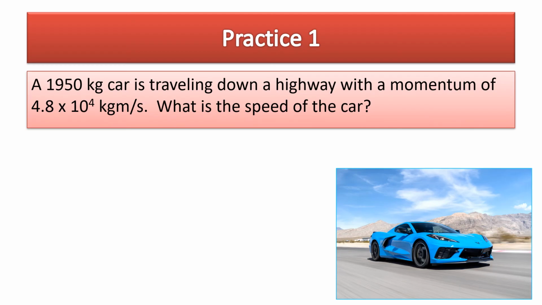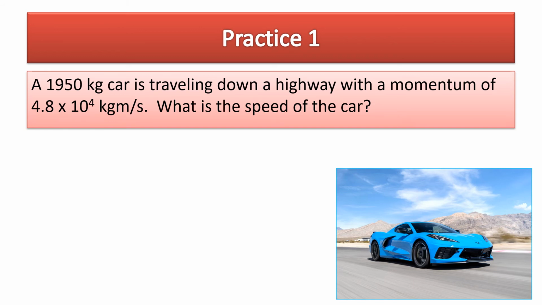All right, time for you to try it out. Pause the video and answer the question. It says a 1,950 kilogram car is traveling down a highway with a momentum of 4.8 times 10 to the 4 kilogram meters per second. What is the speed of the car? Did you figure it out yet? Pause the video. Figure it out. All right, hopefully you figured it out, because there's even more.